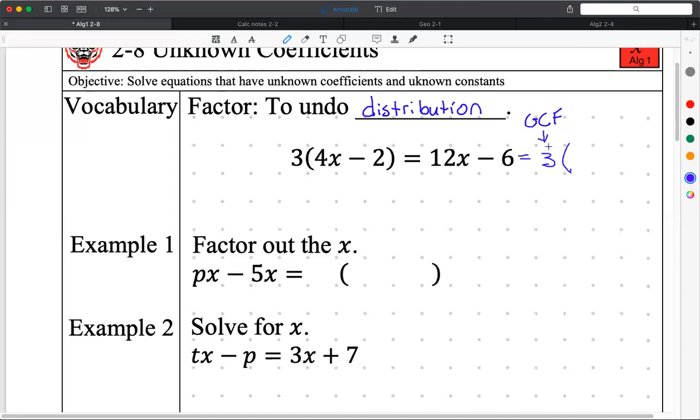And then after I factor out that 3, what is left over? Because before I was multiplying, so now I have to divide by that 3. I was multiplying 3 times 4x, 3 times negative 2. Now I'm going to divide by 3. I divide by the greatest common factor. 12x divided by 3 is 4x. And negative 6 divided by this greatest common factor 3 is negative 2.